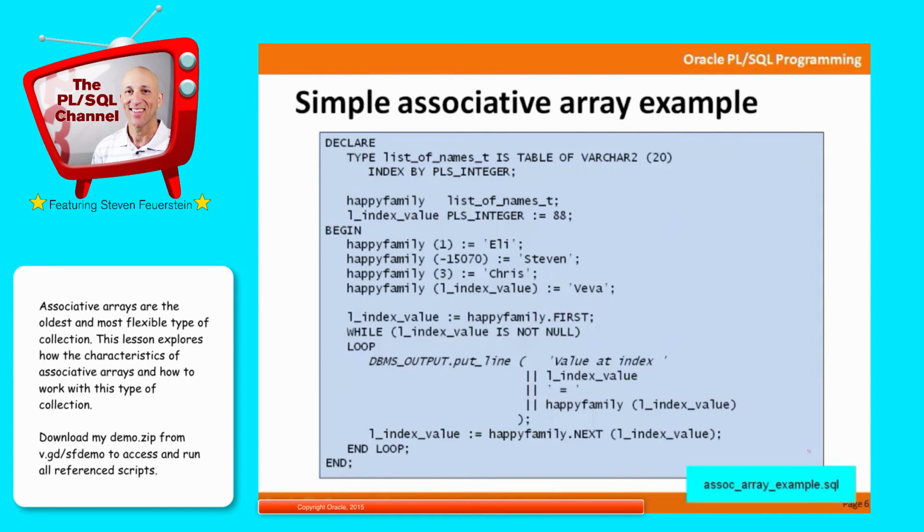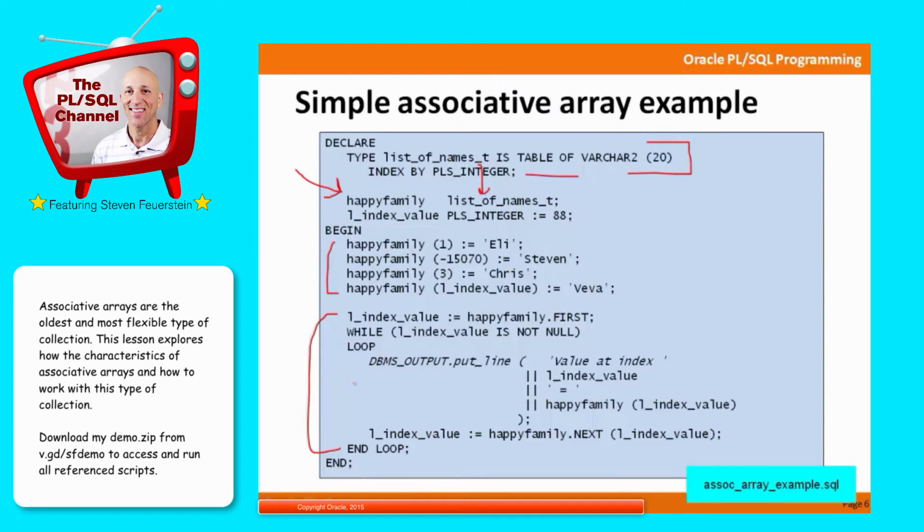Let's take a look at a simple associative array example. In this piece of code, I declare a list of strings, maximum size 20, indexed by integer, and my variable based on that type is called happy family. So happy family, and then I use the name of the type, just like I would declare a date or a string or anything else. I then populate my collection with multiple values, and then I iterate through my collection to display those values.